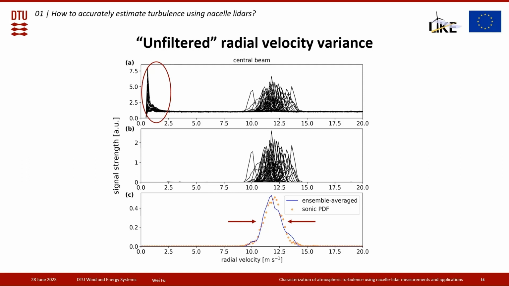Then we average the normalized spectrum to get the ensemble average spectrum, which is shown in this blue curve. We also use the sonic anemometers at half height, project them on the beam direction, and plot their distribution, which is shown in the dots here. These two curves match pretty well. We use the width of the ensemble average Doppler spectrum as the unfiltered radial velocity variance, so that we consider the whole shape of this ensemble average spectrum.